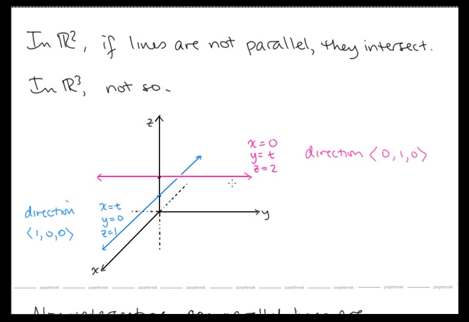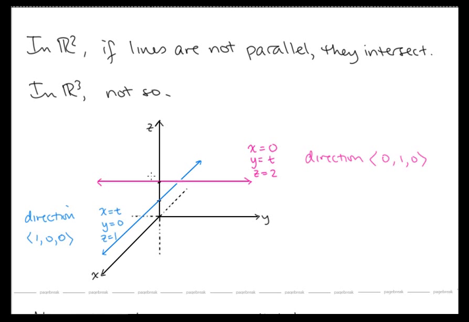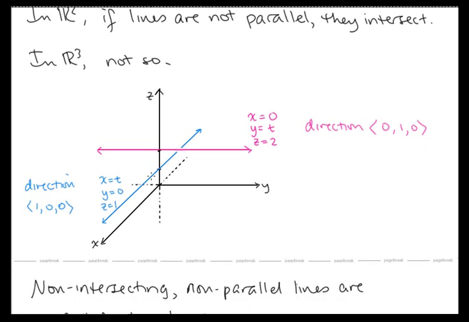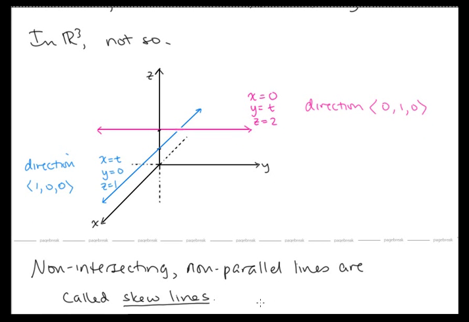It's going in the y direction only. Its equations are x equals 0, y equals t, z equals 2. Notice it's 2 units high here. And these lines are not parallel, but they also don't intersect. This line's always going to be at z equals 1. This line's always going to be at z equals 2. They're never going to intersect. So these are what we call skew lines. They're non-intersecting and non-parallel.